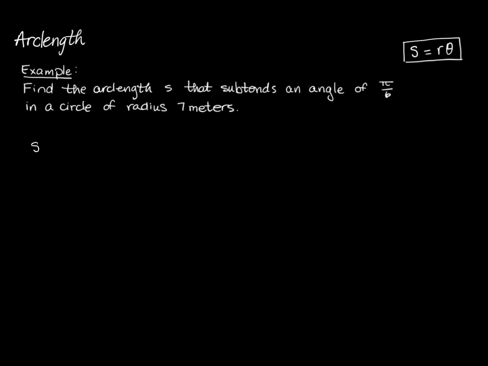So since we want to find an arc length S, and we know our radius, and we know our angle, we literally just need to plug those values into this formula. In this case, S is going to be equal to 7, because that's my radius, times theta, pi over 6. When I do this multiplication, I get 7 pi over 6, and that's my answer. That is the length of the arc cut off by an angle of pi over 6 radians if the circle has a radius of 7 meters. Of course, the circle has a radius of 7 meters, so I should be careful here to include a unit.